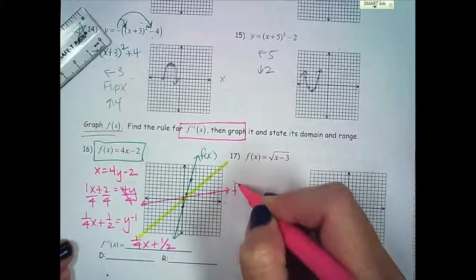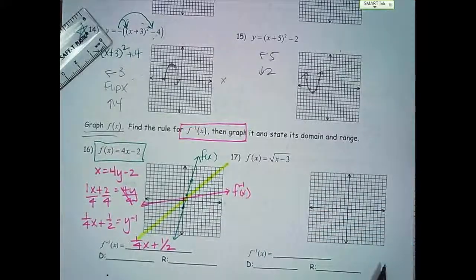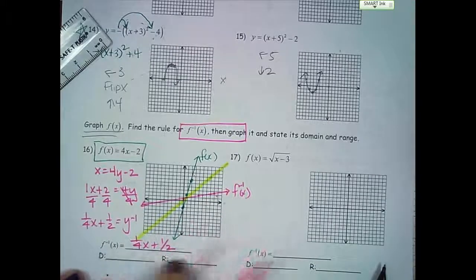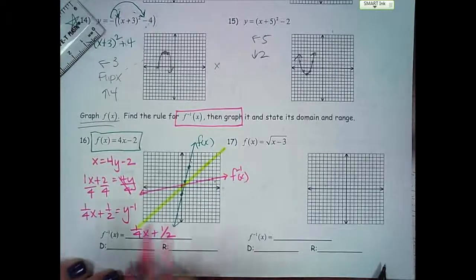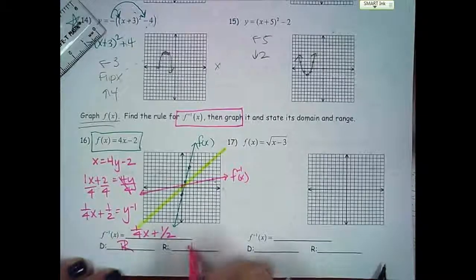Okay, and this is the inverse function. And are they symmetrical? Yes, if you hop from the green to the pink, you're hopping over the yellow line. Now I want the domain and range of the pink line, the inverse line. The domain of a straight line is all real, and the range is all real.